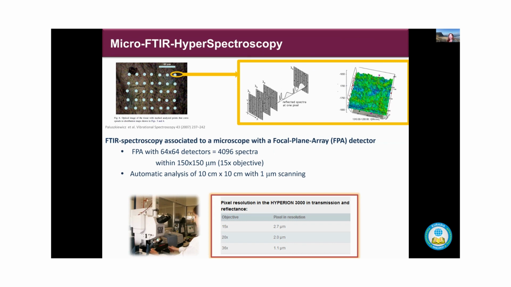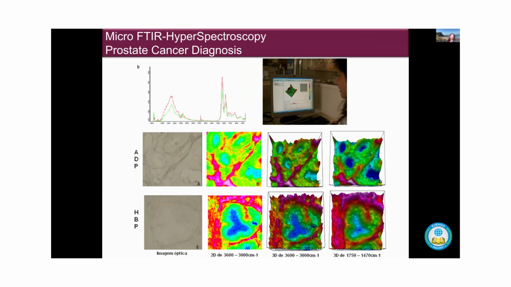So we are working with a microscope with a focal plane array detector. In our case, we have a 64 by 64 array, so we are acquiring more than 4,000 spectra equally distributed in a defined area, in this case 150 micrometers by 150 micrometers. We applied it to prostate samples to try to predict prostate cancer in relation to hyperplasia, that is not prostate cancer, but is already an abnormality.